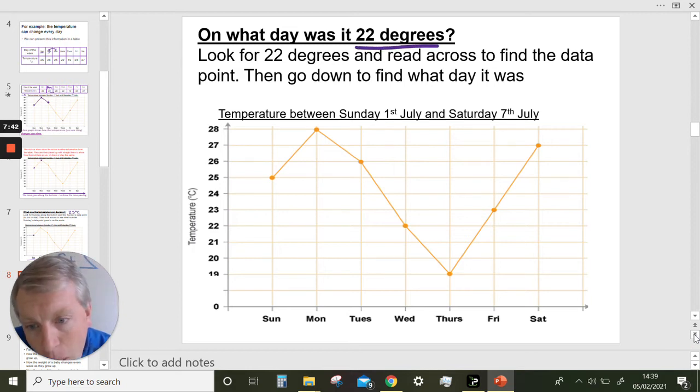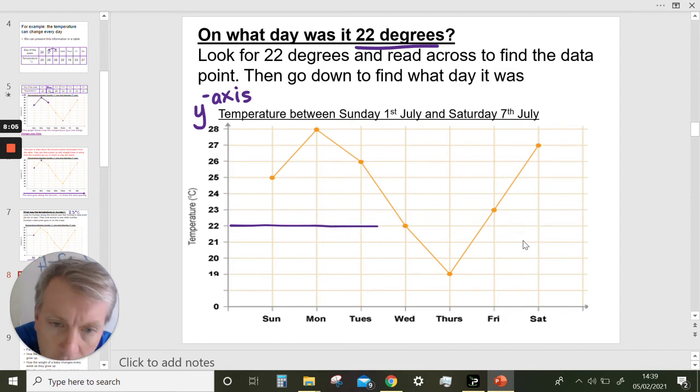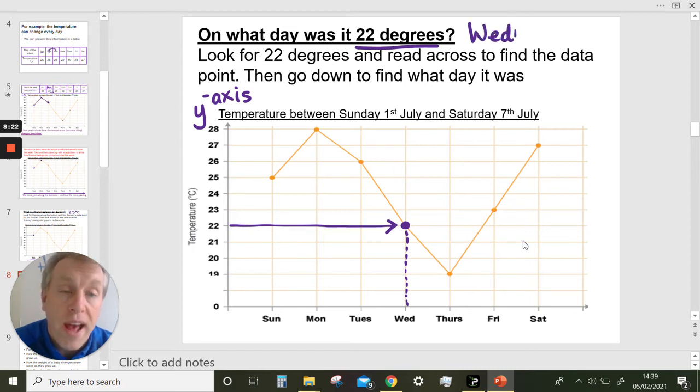So now we have to look up the Y axis. And I've got the temperature. So I'm looking for 22 degrees, so 19, 20, 21, 22. So I'm going to go across from 22. Aha. This is the data point that is 22 degrees. And now I'm going to read down, on what day was it 22 degrees? On Wednesday.